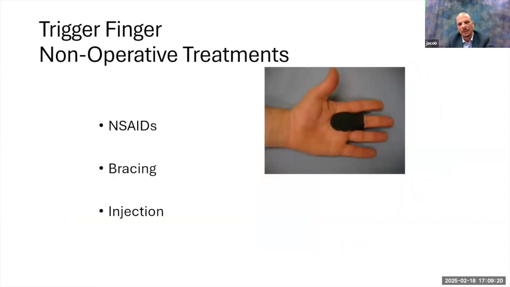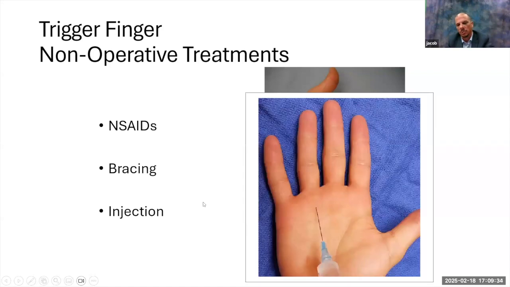Non-operative treatment for this, if we catch it early, we can do anti-inflammatories. Bracing is described for this, but again, as we sort of talked about with fingers, they don't like to be immobilized. I try not to do the bracing unless it's for a very short period of time. Most commonly, what we're doing in the office is injecting people for this.